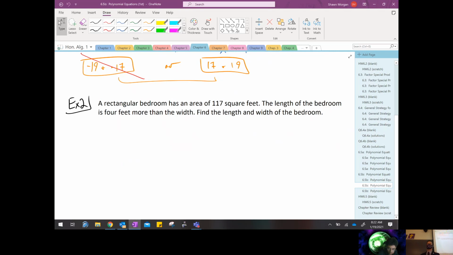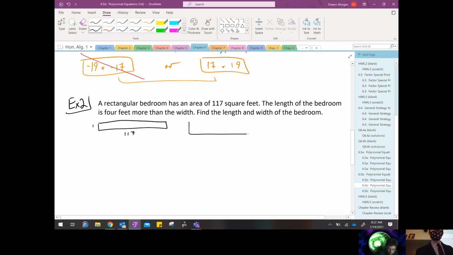You know what else is so good? Example 2. Let's get to it. All right. A rectangular bedroom has an area of 117 square feet. Hey, if I just stopped right there, and if that first sentence was all you got in this question, there'd be infinitely many ways to set up that bedroom, wouldn't there? Like for example, you could have a bedroom that's 1 foot by 117, or you could have a bedroom that's 2 feet by 58.5.